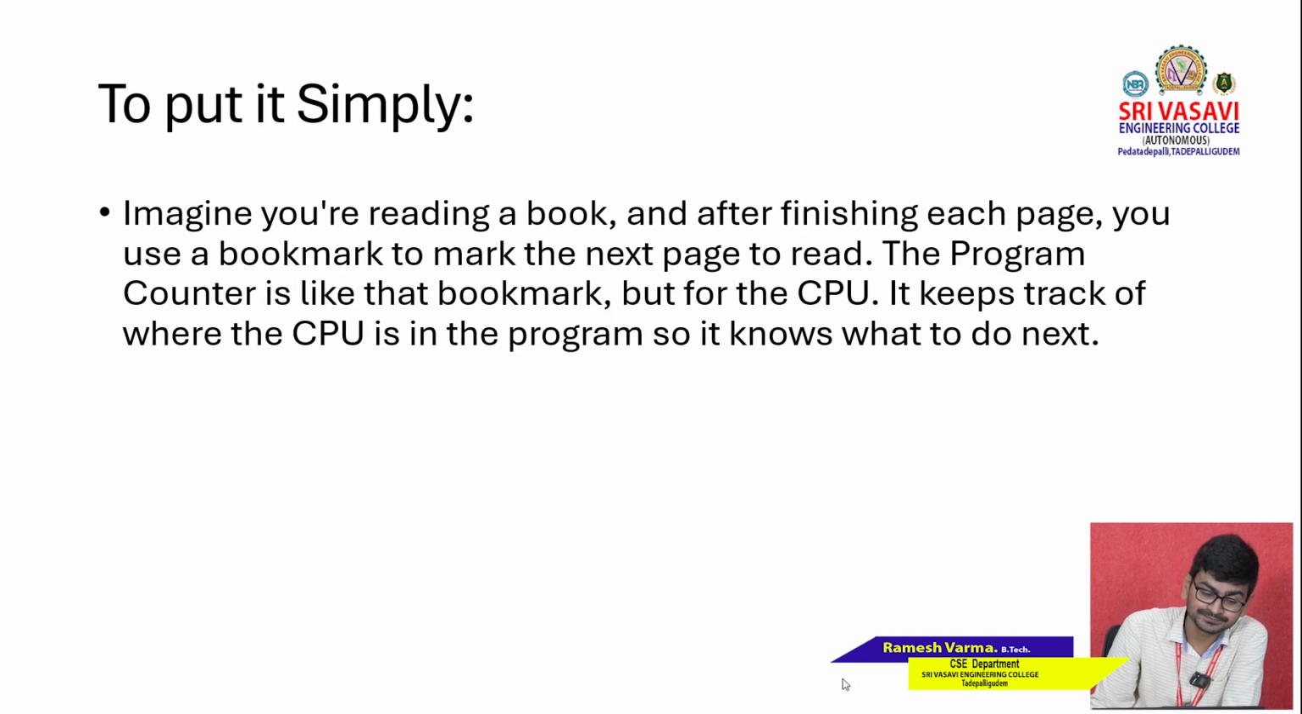To put it simply, imagine you are reading a book. After finishing each page, there is a thread or a marker in the book. You can put it in between the pages, and when you come back again, you can still read from that particular part. So that is called a bookmarking system. So program counter is a bookmark for the CPU to hold the instructions so that it will perform from the next instruction. So that is called program counter.